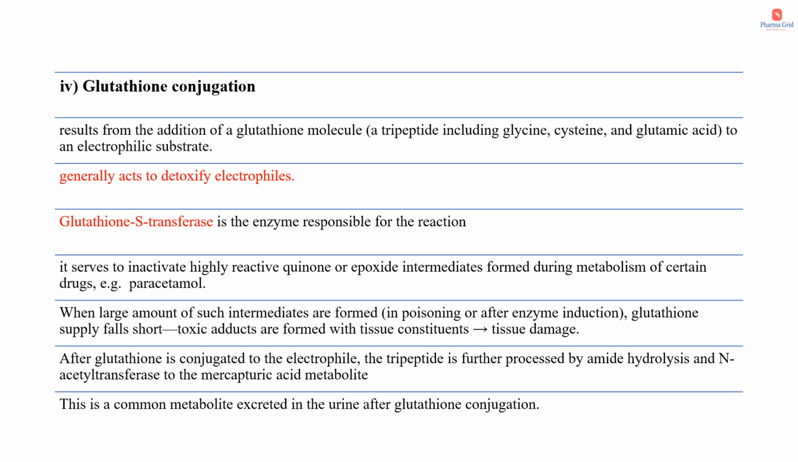When large amounts of such toxic intermediates are formed, in case of poisoning or after enzyme induction, glutathione supply falls shortly. So the toxic adducts are formed with the tissue constituents that will cause tissue damage. After glutathione is conjugated to the electrophile, the tripeptide is further processed by amide hydrolysis and N-acetyl transferase to the mercapturic acid metabolite. So this mercapturic acid metabolite is the common metabolite excreted in the urine after glutathione conjugation.